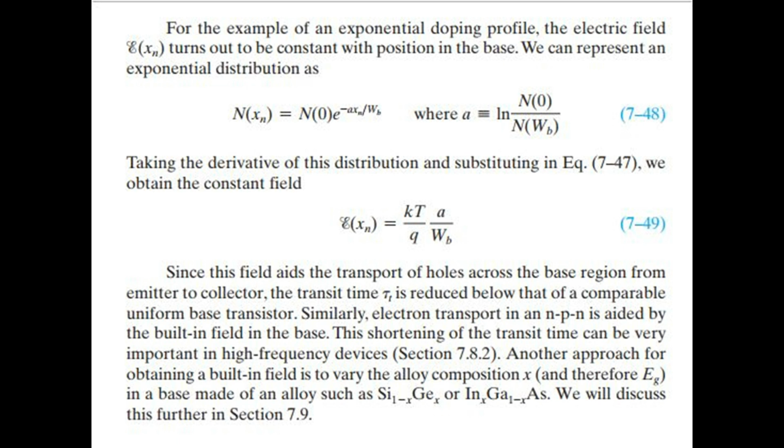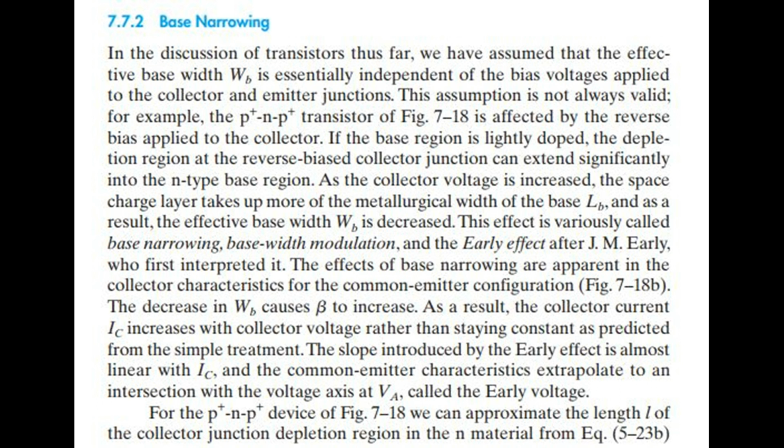Another approach for obtaining a built-in field is to vary the alloy composition x, and therefore the band gap, in a base made of an alloy such as silicon(1-x) germanium(x) or indium(x) gallium(1-x) arsenide. We will discuss this further in section 7.9.